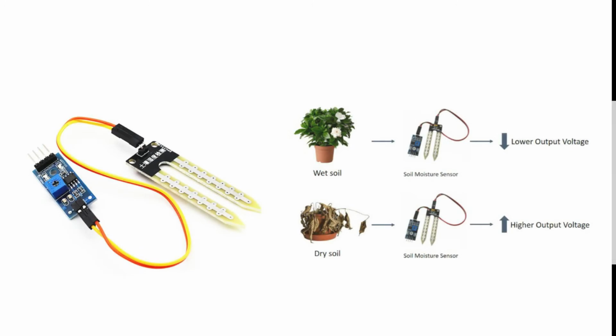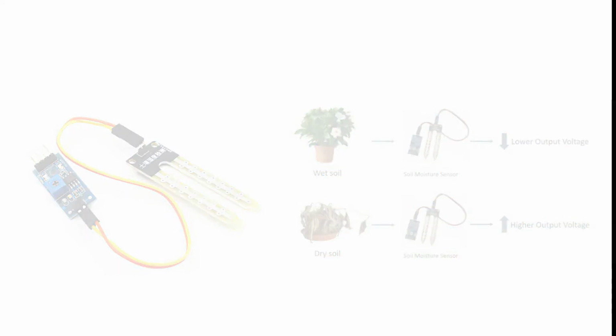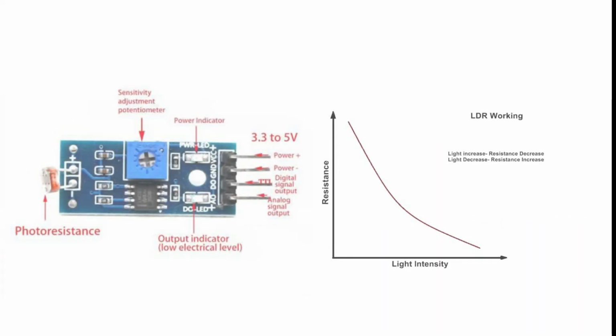Hey, this is Usman Gani. I'm here to talk about the sensors, actuators, and microcontroller used in this project. First of all, I will talk about sensors. There are two sensors used in this project. First is the soil moisture sensor. It gives us a low output voltage in the case of wet soil and a higher output voltage in the case of dry soil. The second sensor is the LDR, light dependent resistor.